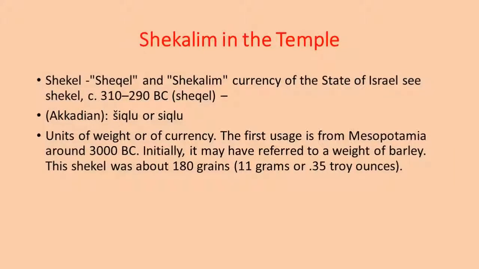The first usage from Mesopotamia was around 3000 BC. Initially, it may have referred to a weight of barley. This shekel was about 180 grains, 11 grams, or 3.5 troy ounces, which is British measurement. Okay, so this is in the first century. This was found dating to 68 AD when they began minting. When they revolted, they began minting their own coins again. And this is what the coin they found just a couple of years ago looks like.